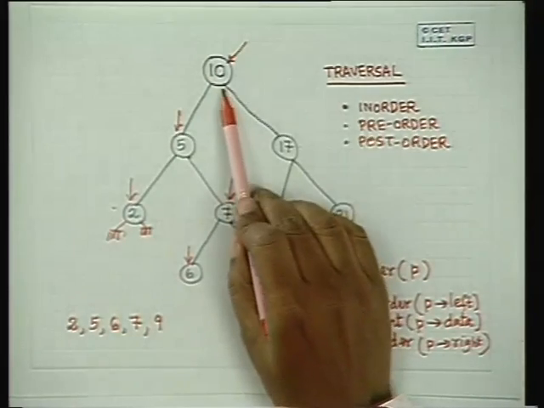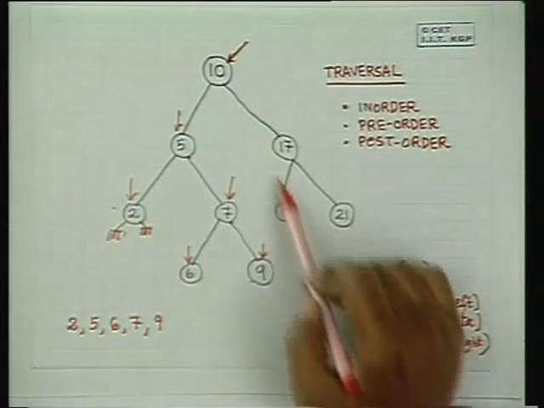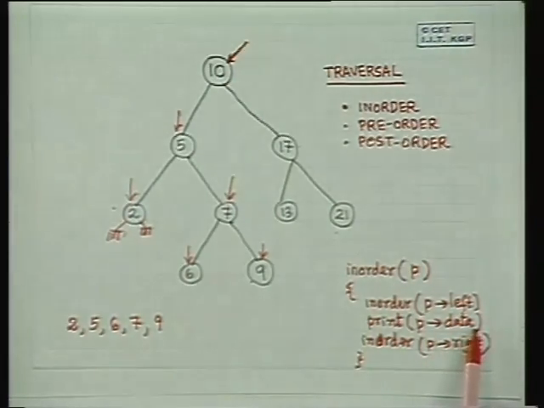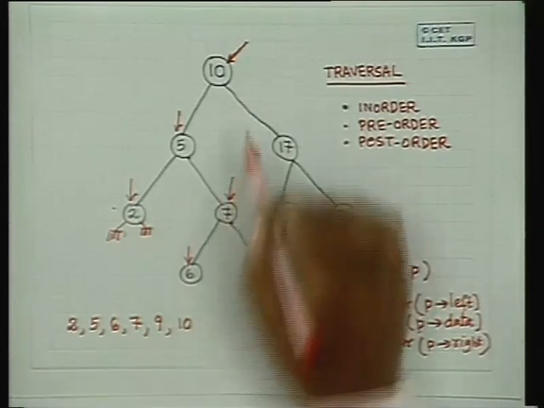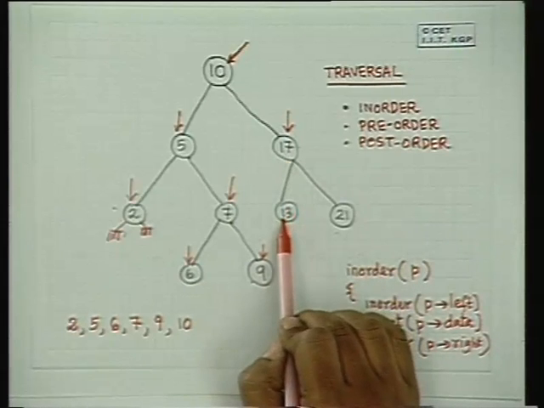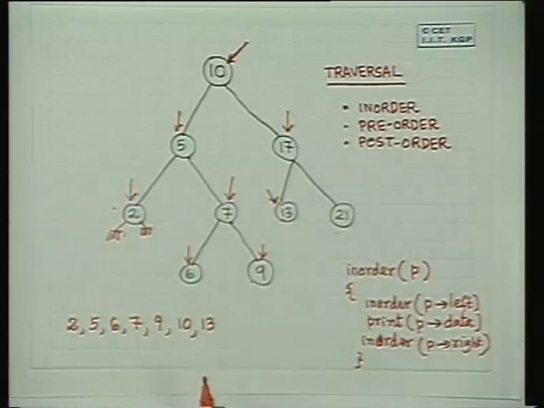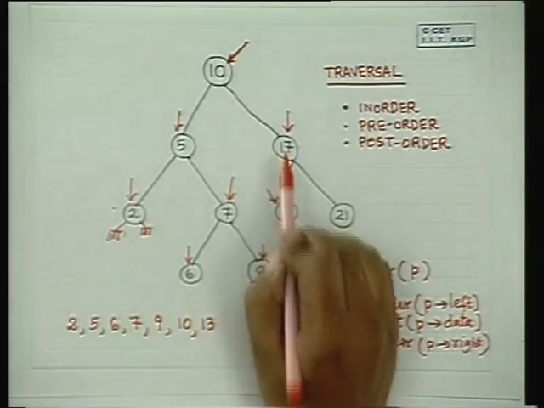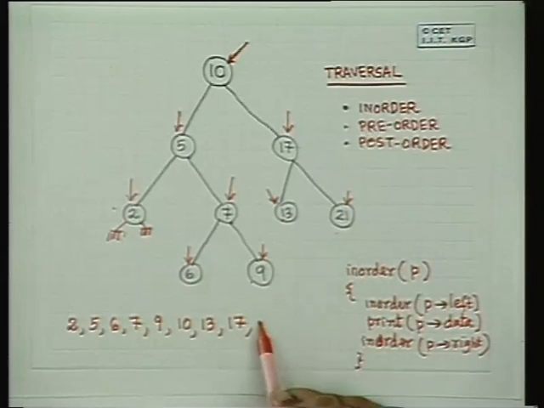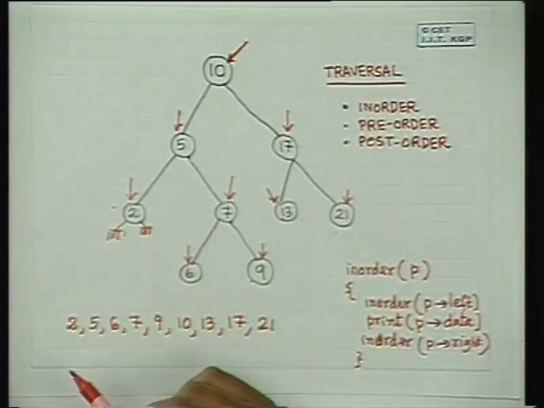Once it comes here, the call to the root has completed its left, so it will print data and it will call it on the right. This recursively will call it on the left, which will end up in printing 13. Go back, print this, call it on the right, print this, go back, this is completed, this is completed, this is completed.